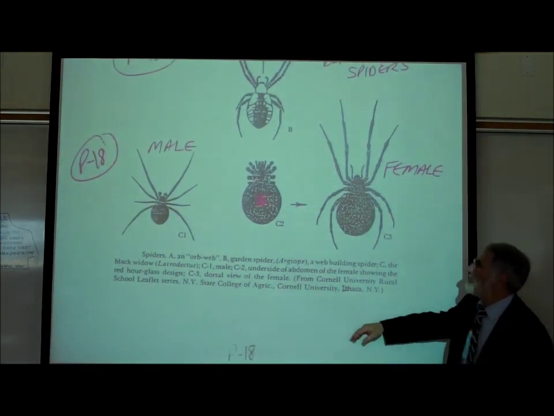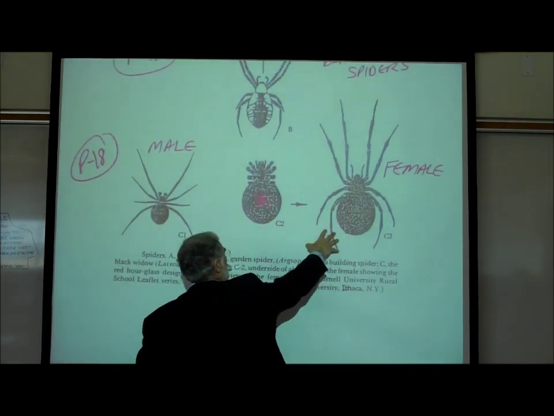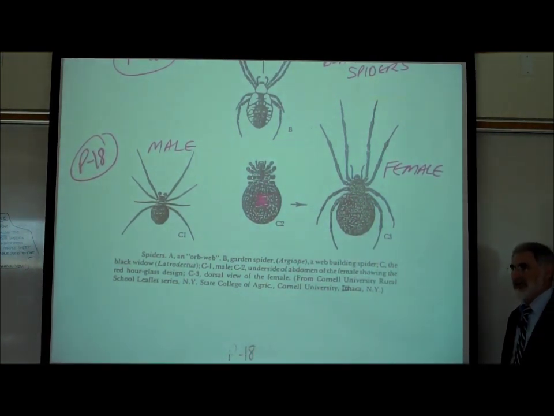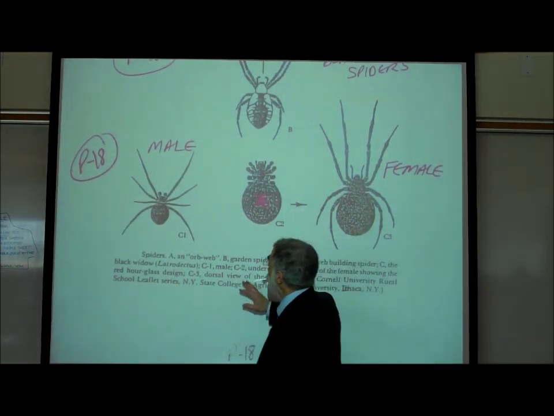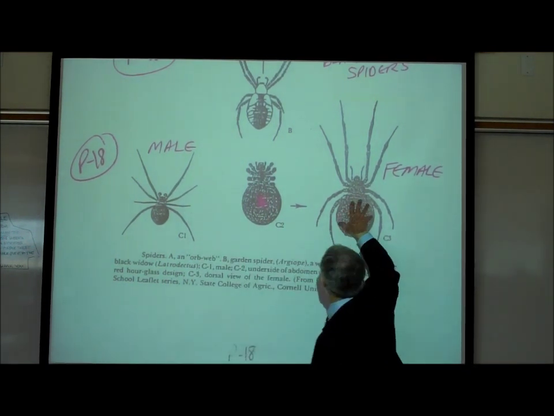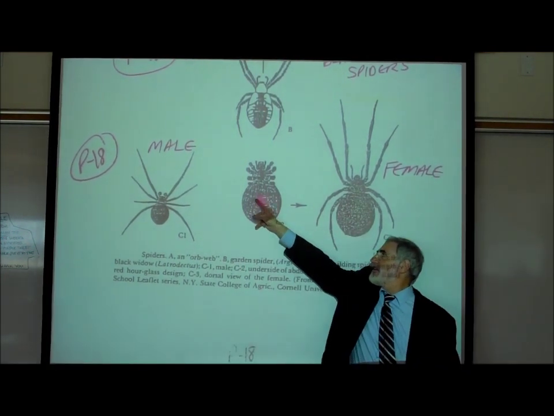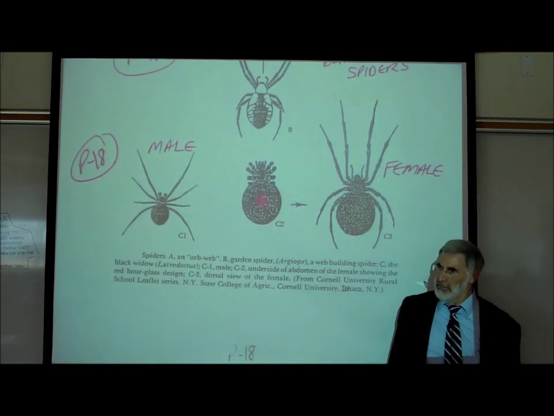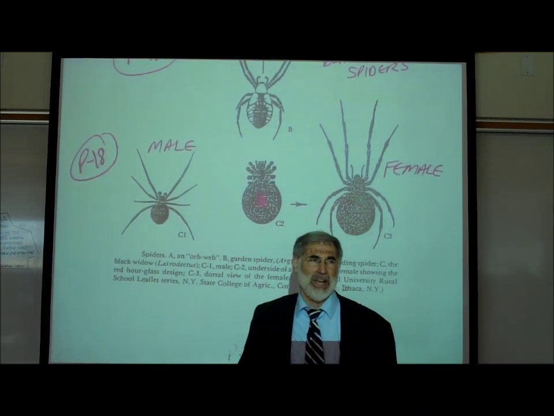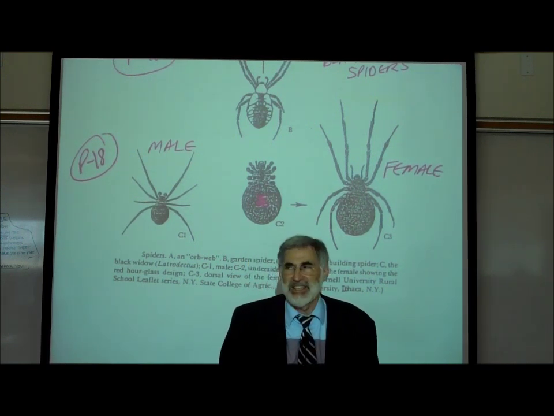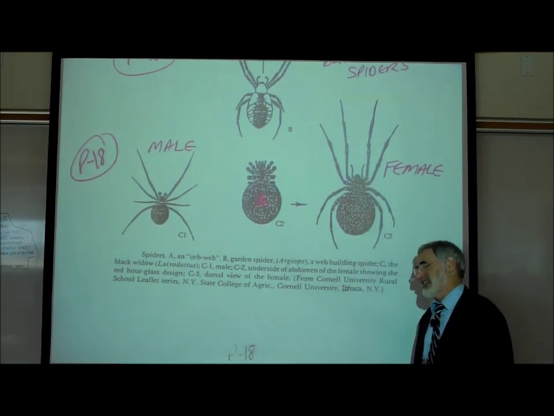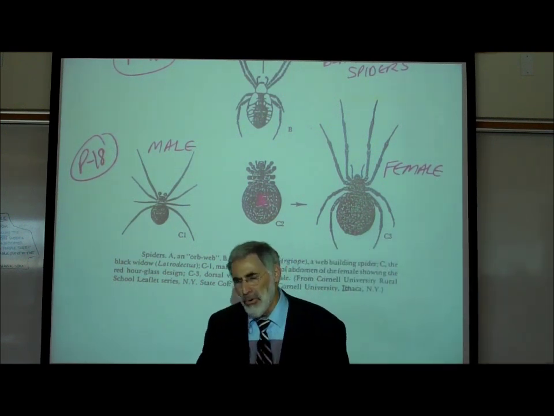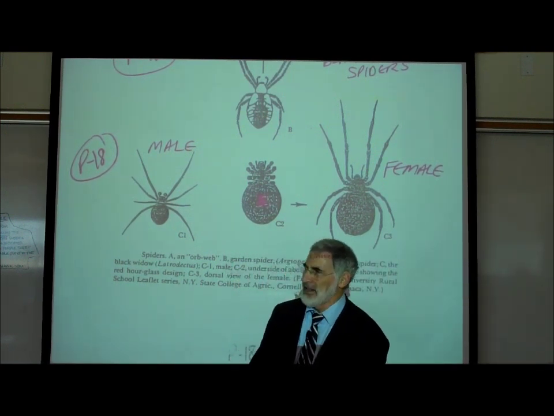So this shows the male, and the female is larger than the male. In the insect world, the female is usually larger than the male. The female on her belly has a kind of an orange hourglass, kind of a superhero emblem. Now, I do not recommend you pick up spiders to flip them over and see if they are or are not a black widow spider.